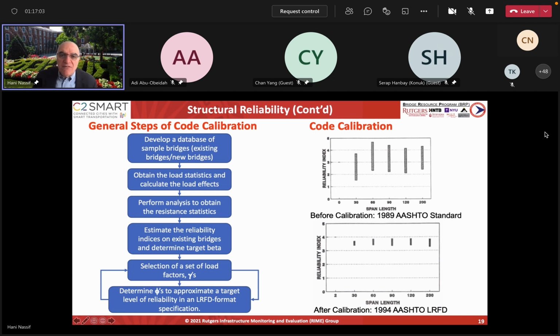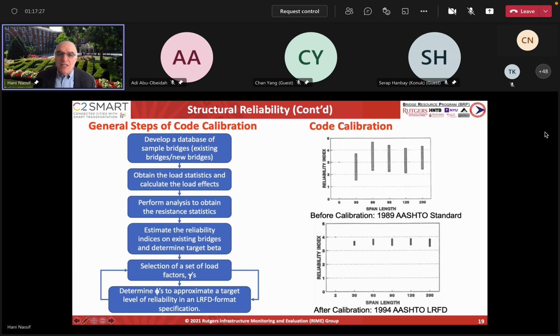So you can see that we took about 200 bridges from each state, donated about 3 bridges, steel and precast concrete. And we analyzed all these bridges, and we found out their capacity and the loads, and we found out their beta. And you can see the variation with span length. That shouldn't be the case.